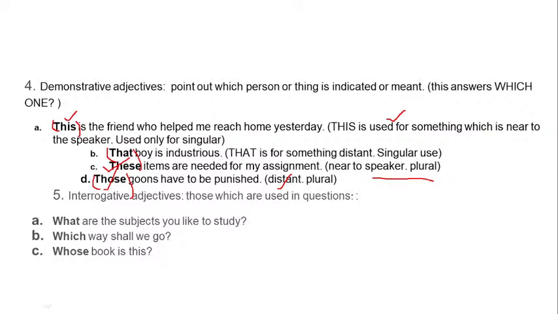Next, coming to number 5, which is interrogative adjectives. If you are aware of the kinds of sentences previously, interrogative means questions, related to questions. Who, what, which, all of them are WH adjectives.